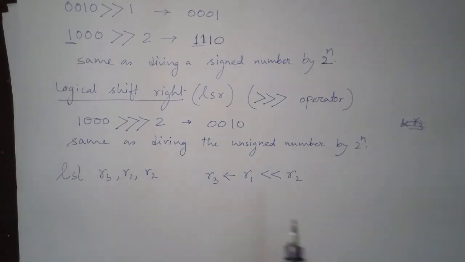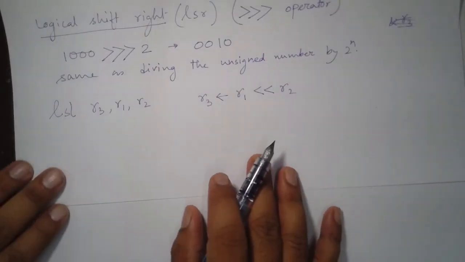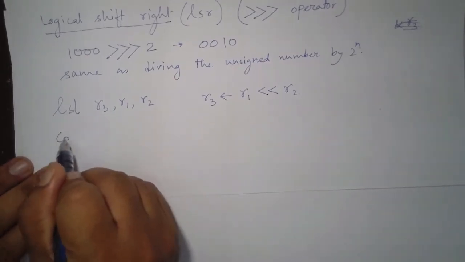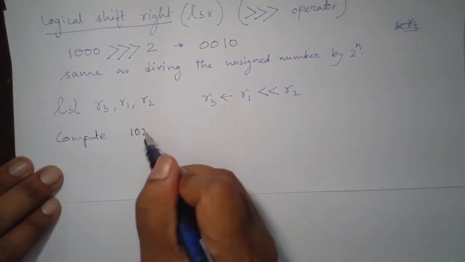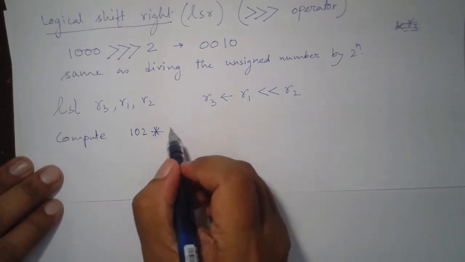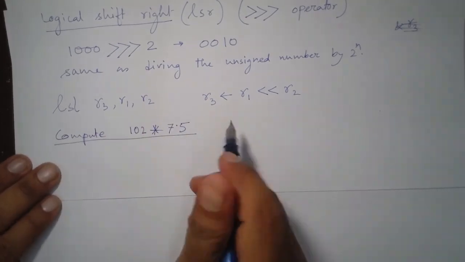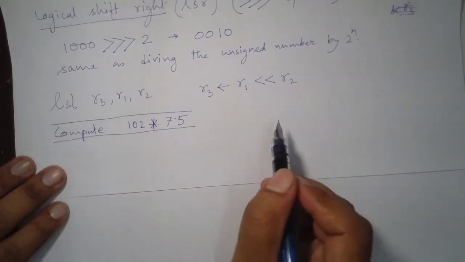All right. So now using these shift operations we can do very interesting stuff. I am just giving you a quick overview. Let us say you want to compute a number 102 multiplied by 7.5, and you want to do it with shift operations. So can you think of how we can do it?